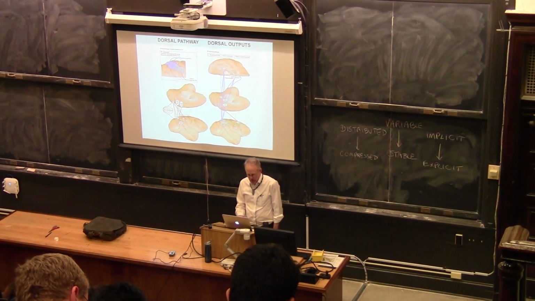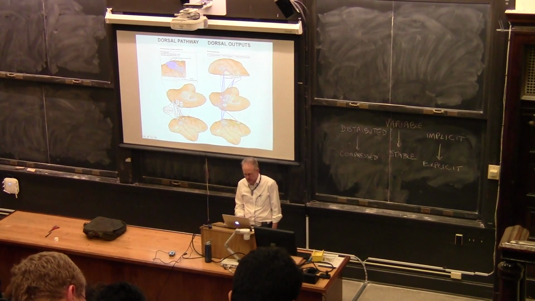Dorsal pathway area LIP, very close. Another name you don't have to remember, stands for lateral intraparietal area. It provides visual information to the frontal eye fields. So this is the green arrow system here.